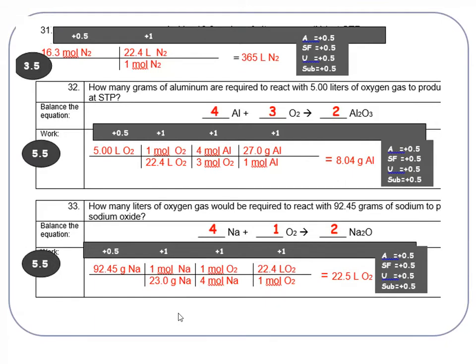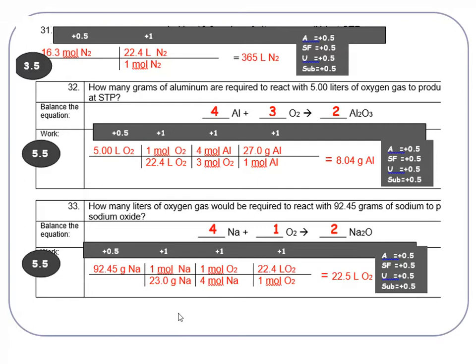32, you start with liters and you're going to go to grams, so then you have to first use molar volume. 1 mole over 22.4 liters. Mole ratio is 4 to 3. Molar mass is 27.0. It's 8.04 grams of Al.